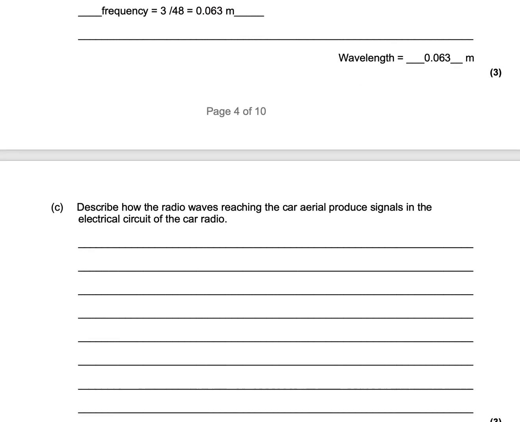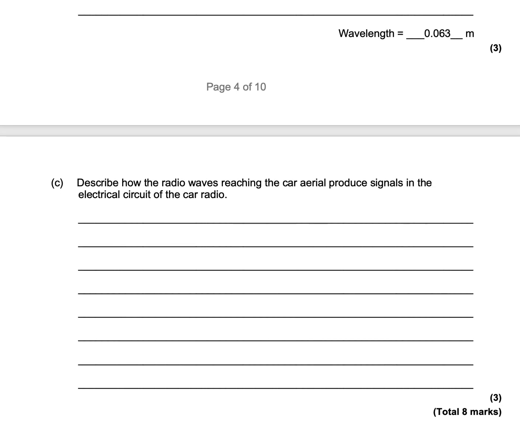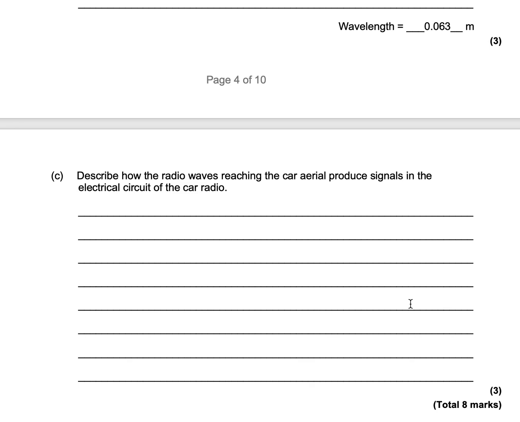Then we have the final part of this question. Describe how the radio waves reaching the car aerial produce signals in the electrical circuit of the car radio. So, the car aerial absorbs the radio waves. Those radio waves then cause electrons in the aerial to vibrate. Vibrating electrons is an alternating current, so we've produced an alternating current, and that frequency of the alternating current is the same as the frequency of the radio wave. So any 3 of those 4 points would get you a mark.